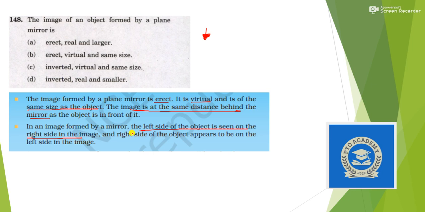Okay, so is it erect, real? No, it is virtual. Erect, virtual, same size: this is our option. And inverted, virtual, and same size? No, the image is not inverted, but laterally inverted, not vertically inverted. So this option will be wrong. Okay, so the answer is option B.